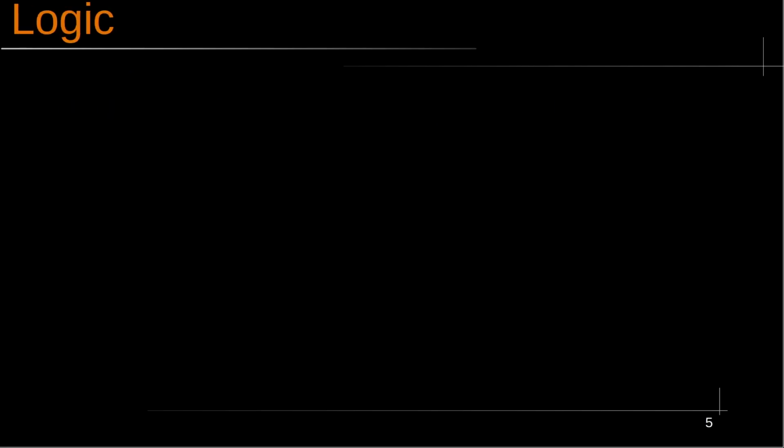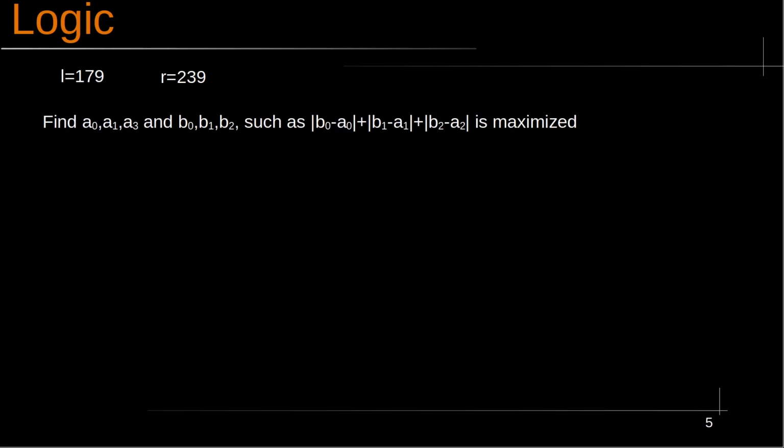What's the logic here of the solution? If I take these two numbers, L is equal to 179 and R is equal to 39. We're going to find 3 digits for the first number A and then another 3 digits of the second number B, such that |B0 - A0| + |B1 - A1| + |B2 - A2| is maximized.